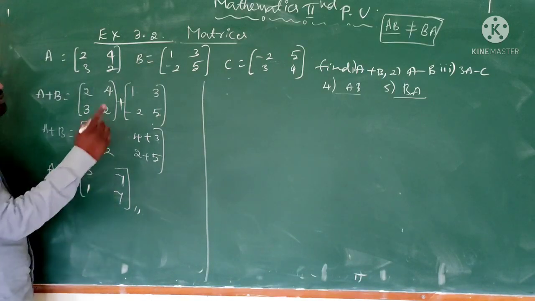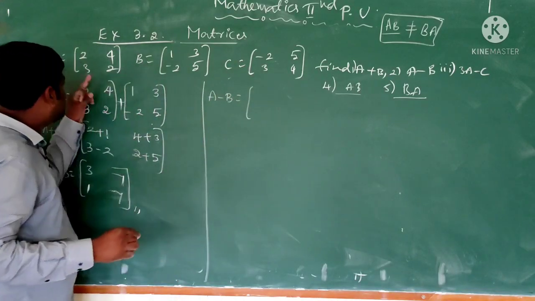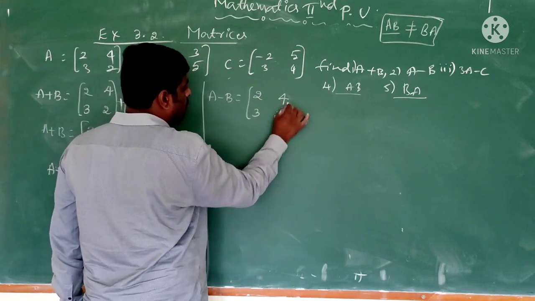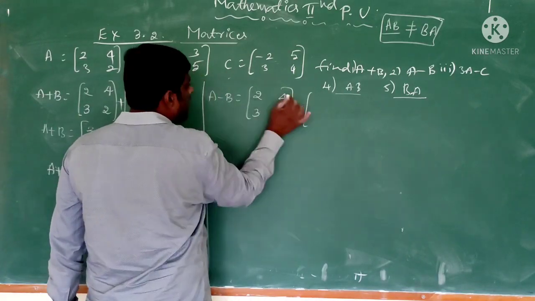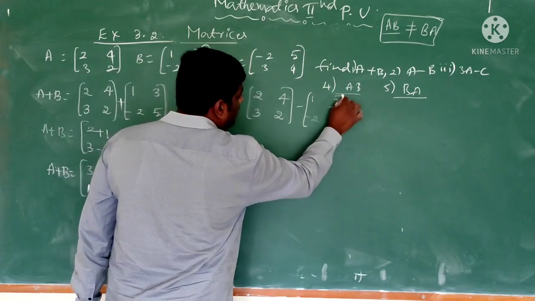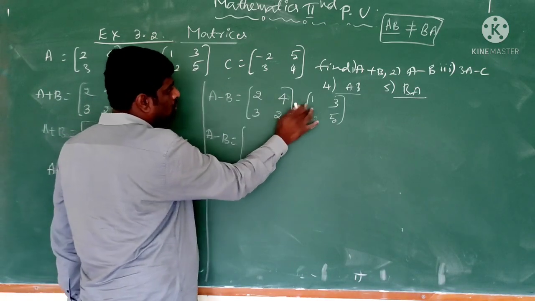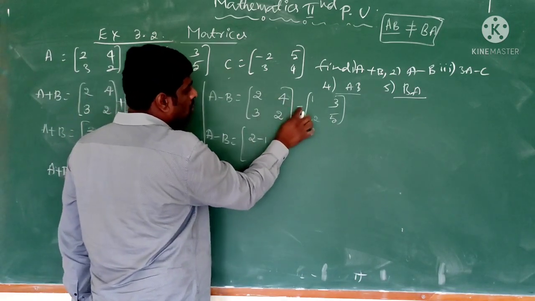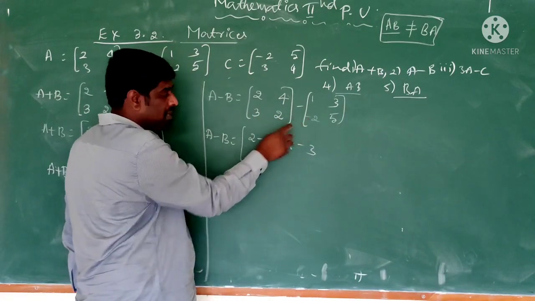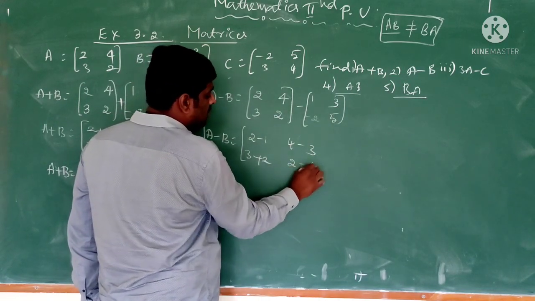So now come to A minus B. A minus B is, what is A matrix? 2, 4, 3, 2, minus B matrix, 1, 3, -2, 5. This is A minus B. A minus B is equal to 2 minus 1, 4 minus 3, 3 minus minus 2 which is plus 3 plus 2, 2 minus 5.